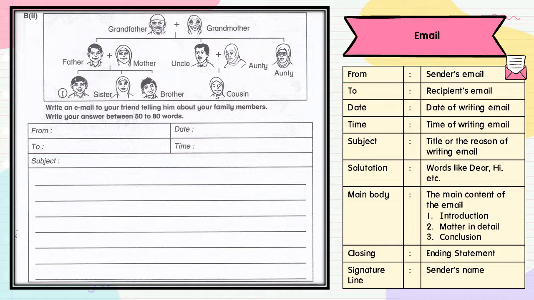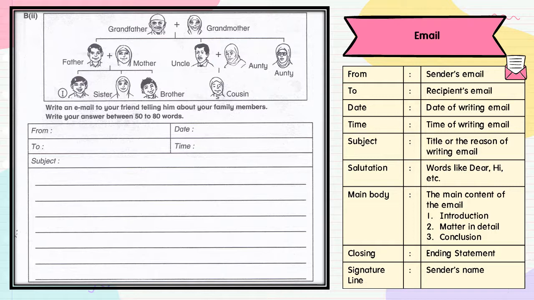Now, let's look at question B2. Write an email to your friend telling him about your family members. Write your email between 50 to 80 words. This is an email. Bear in mind, for an email, you should include sender's email, recipient's email, date and time of writing email, the title or the reason of writing email, the salutation, main body, the closing, and also the signature line or the sender's name.